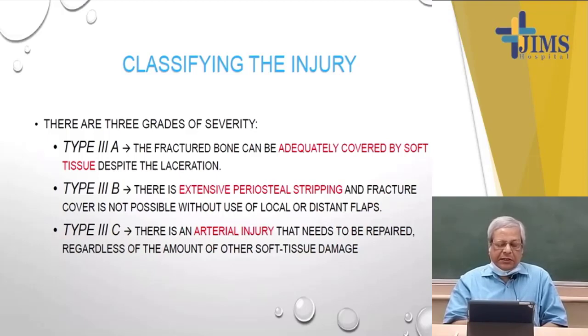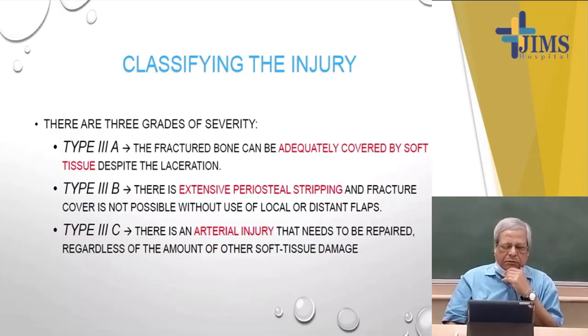Type 3C has an arterial injury that needs to be repaired. For example, injury to the brachial artery, or the femoral artery, or to the major vessels more distally, the posterior tibial or anterior tibial, has to be repaired. That is the severest open fracture, that is 3C.